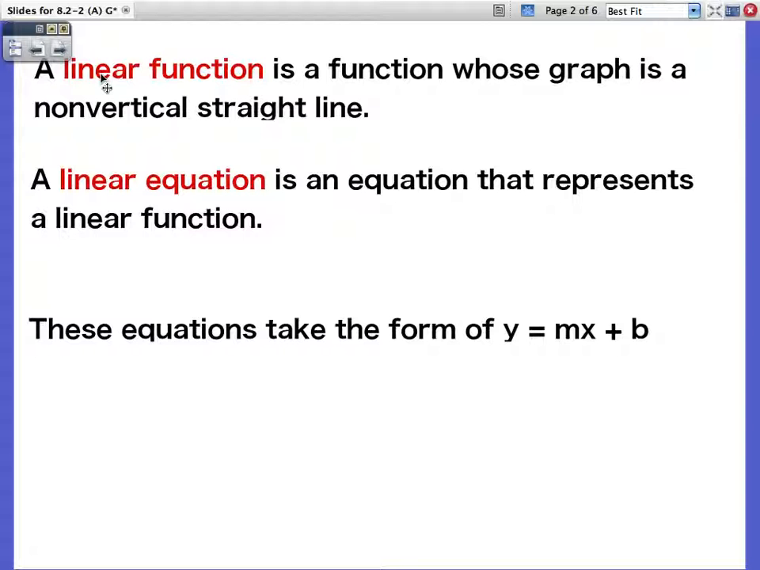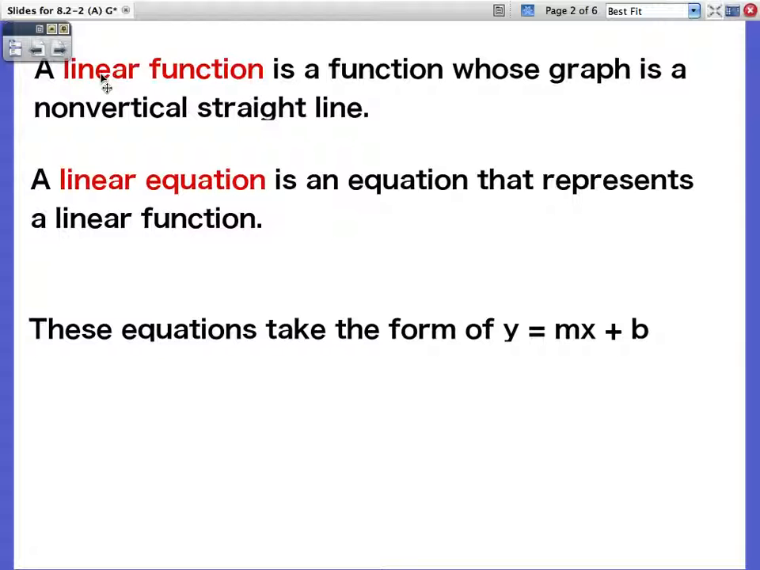Okay, a linear function is a function whose graph is a non-vertical straight line. In other words, for something to be a linear function, this word linear implies a common rate of change, which when graphed looks like a line. We're going to talk about that later. But it can't be a vertical line. It can be a horizontal line, it can be a line at an angle, just not a vertical line.